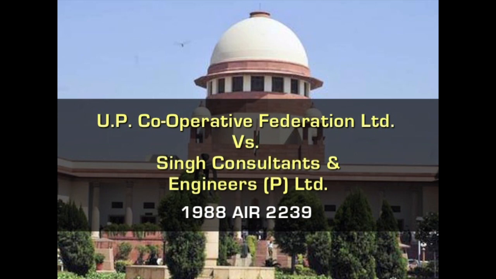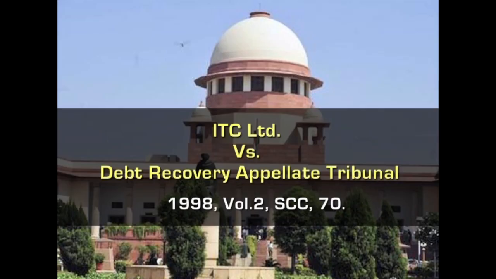2. In UP Cooperative Federation Limited versus Singh Consultants and Engineers Private Limited, the Supreme Court observed that the commitments of banks must be honored free from interference by the courts, and only in case of fraud or any case where irretrievable injustice would be done if bank guarantee is allowed to be encashed, the court should interfere. 3. In ITC Limited versus Debt Recovery Appellate Tribunal, the Supreme Court held that the bank can refuse payment in case of clear fraud and the bank's knowledge as to such fraud.